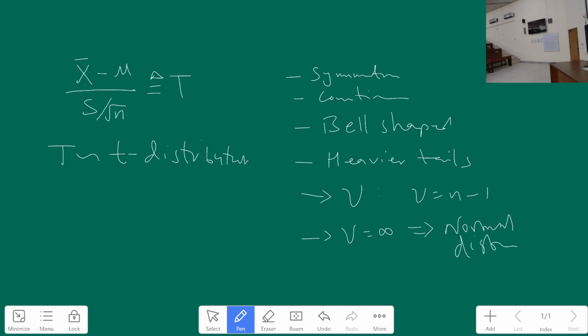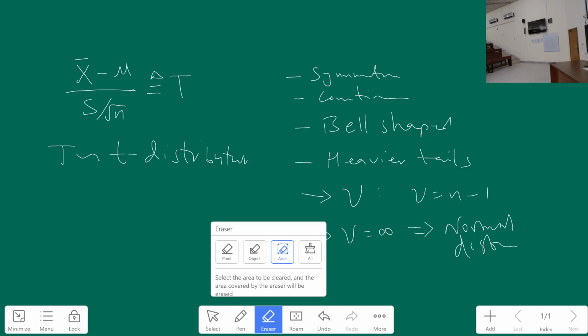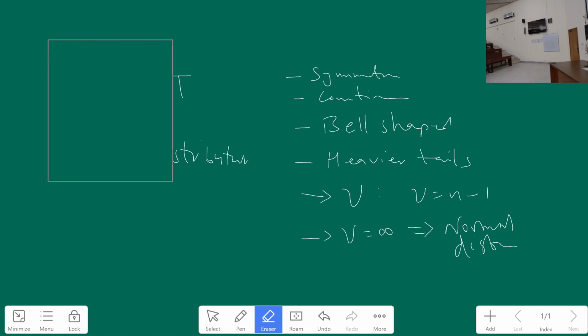What do we mean by nu equals infinity or approaches infinity? That means sample size is very large. If the sample size is very large, you are back to normal distribution. Now, how does the t distribution look? Well, I need space here, so we draw that and then we end the lecture.